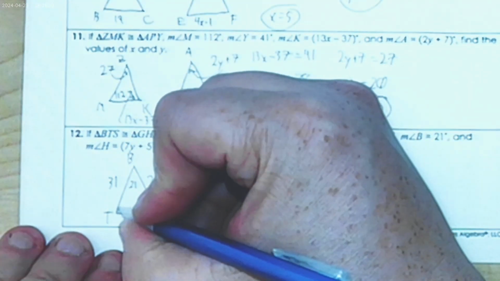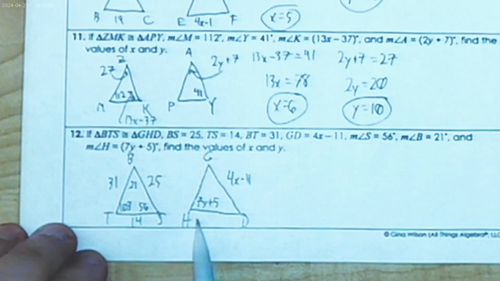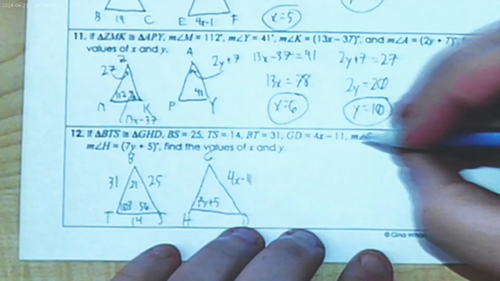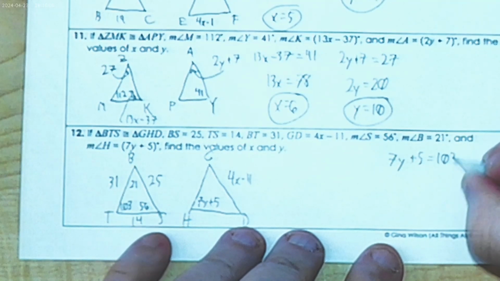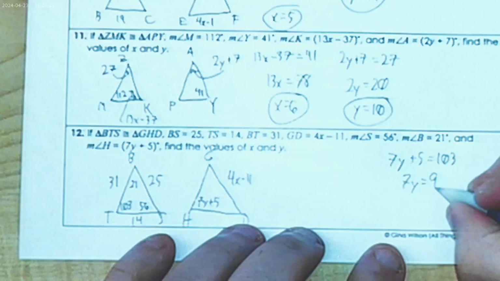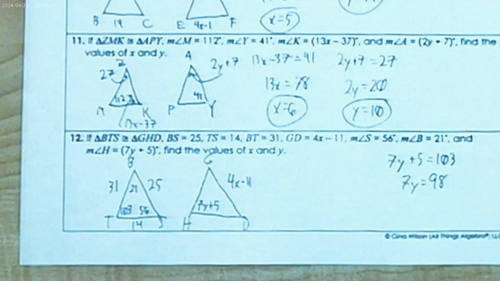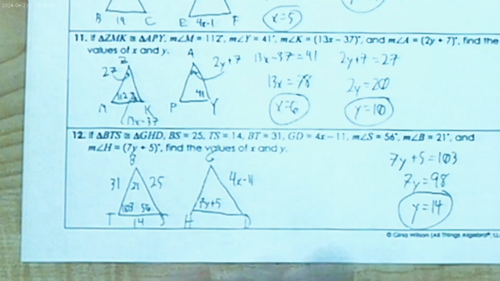So this is 103. What that means is if this is 103, then 7y plus 5 is also going to equal 103. So 7y plus 5 equals 103. I'm going to subtract 5 from both sides. That gives me 7y equals 98. So 98 divided by 7, y is going to equal 14. I've got a whole integer. It only took me 2 steps to solve for it, so I'm pretty sure that's the right answer.